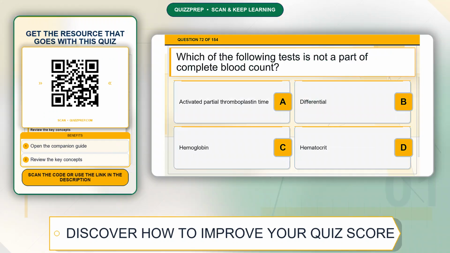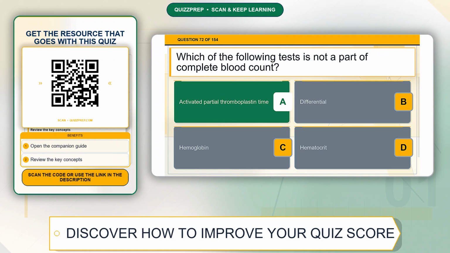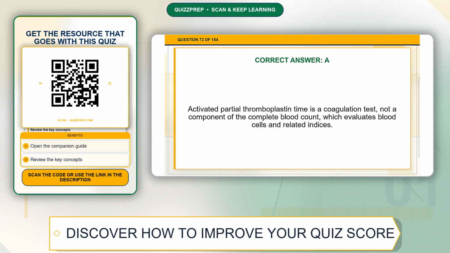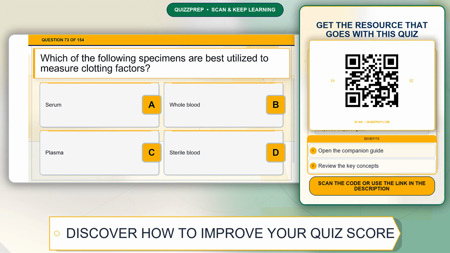Question 72. Which of the following tests is not a part of complete blood count? Option A, activated partial thromboplastin time. Option B, differential. Option C, hemoglobin. Option D, hematocrit. The correct answer is option A, activated partial thromboplastin time. Explanation. Activated partial thromboplastin time is a coagulation test, not a component of the complete blood count, which evaluates blood cells and related indices.